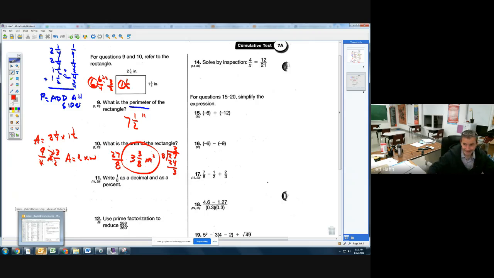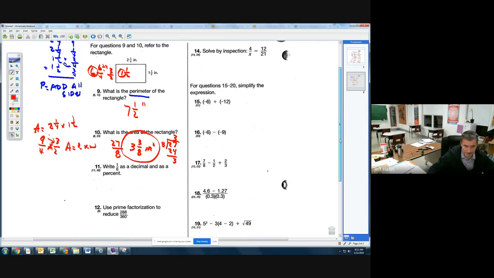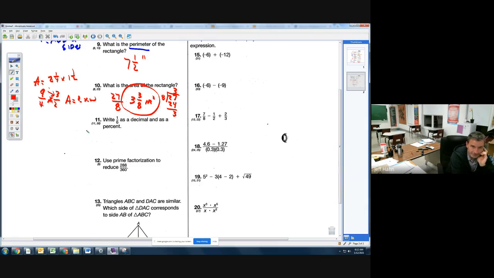Write 1/6 as a decimal and a percent. This should be very, very easy for you, simply because I put it on your reference sheet. And you can have that reference sheet for math. You can have that out. If you don't have the reference sheet and you want to do it the hard way, the simplest way, the basic way to do this is this.